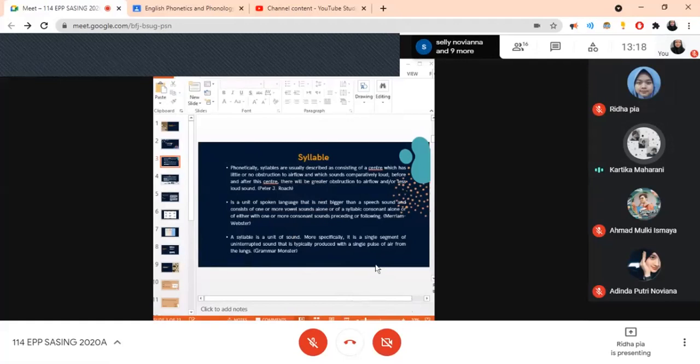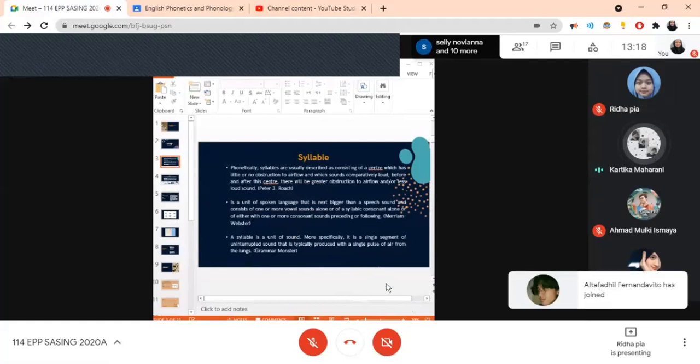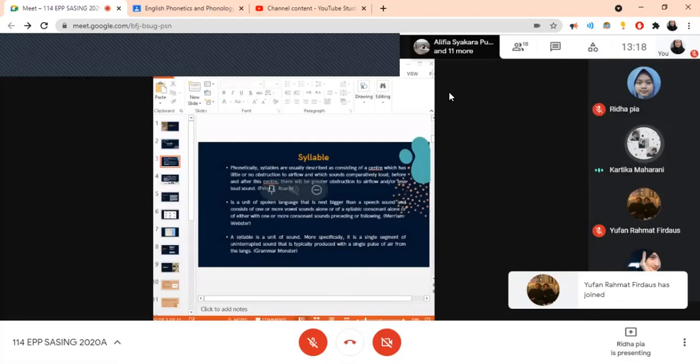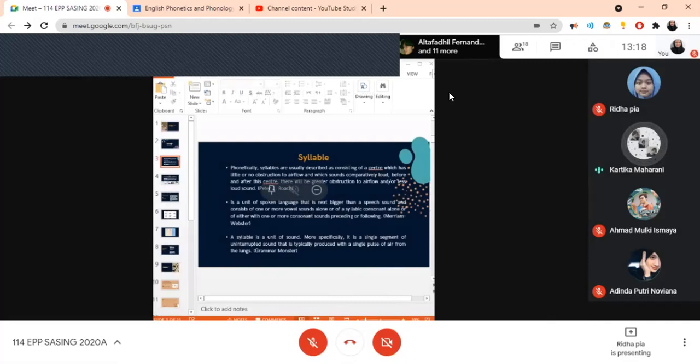A syllable is a unit of spoken language that is next bigger than a speech sound and consists of one or more vowel sounds alone, or of a syllabic consonant alone, or of either with one or more consonant sounds preceding or following. A syllable is a unit of sound. More specifically, it is a single segment of uninterrupted sound that is typically produced with a single pulse of air from the lungs.